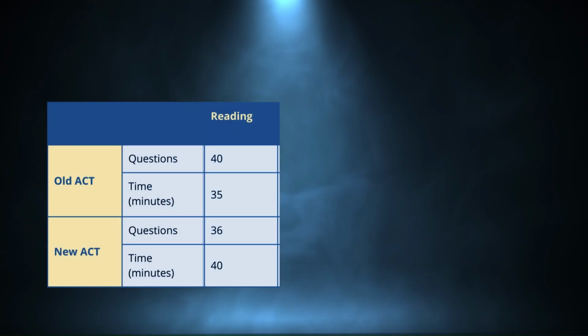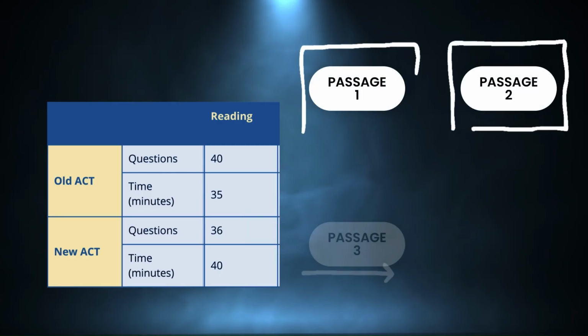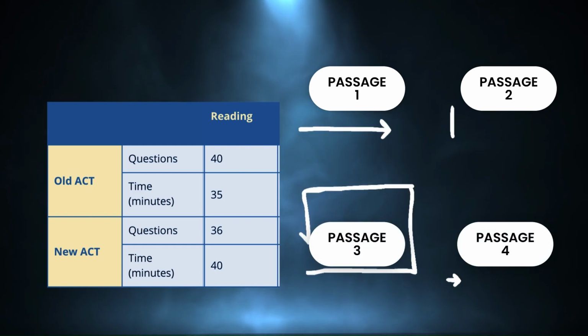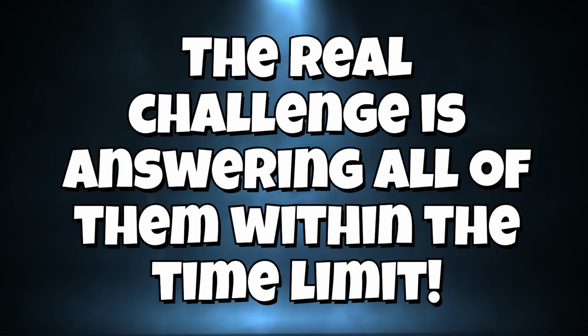The new Enhanced ACT Reading Test is 40 minutes long and contains 36 questions. That breaks down to about 10 minutes per passage, with 9 questions per passage, which gives you just over 1 minute per question. If you've taken any practice tests already, you probably know that getting questions correct isn't usually the hard part. The real challenge is answering all of them within the time limit.